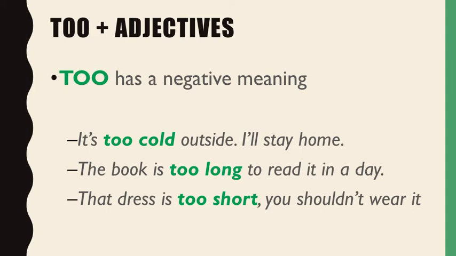As I said before, too has a negative meaning. So it's going to mean demasiado. More than we want. Más de lo que queremos. Demasiado. Siempre es algo negativo. Let's have a look at these three examples. It's too cold outside. I'll stay home. Hace demasiado frío fuera, así que me quedaré en casa.